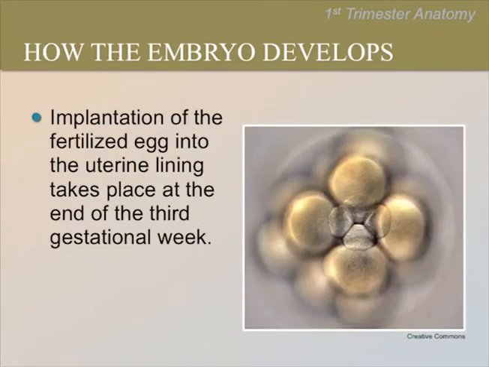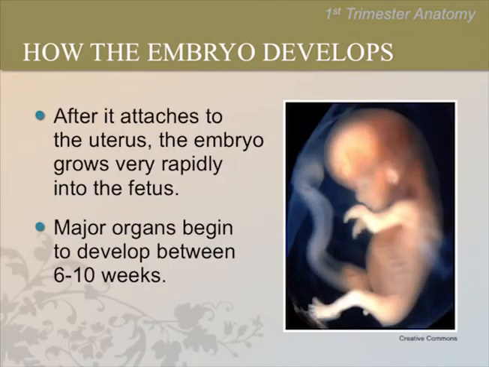Implantation of the fertilized egg into the uterine lining takes place at the end of the third gestational week. After the fertilized egg attaches to the uterus, it grows very rapidly into the fetus. Major organs begin to develop between 6 and 10 weeks.